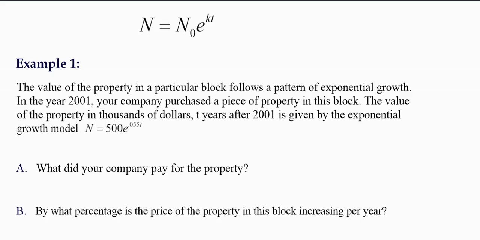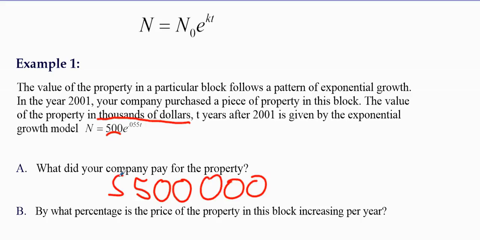So part A is saying, what did your company pay for the property? That wants to know what is the value at the beginning, at time equals 0. So the value you paid will be the number in front of the e, 500. That's at time 0. Now, the only thing you have to be careful of is right here. It says that it's in thousands of dollars. So it's $500,000. It's the initial purchase price.